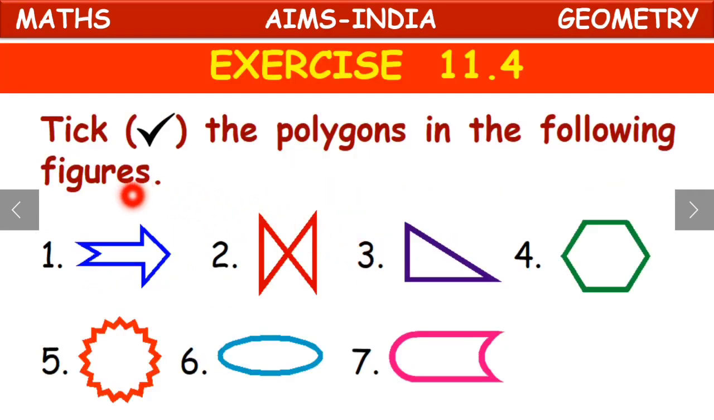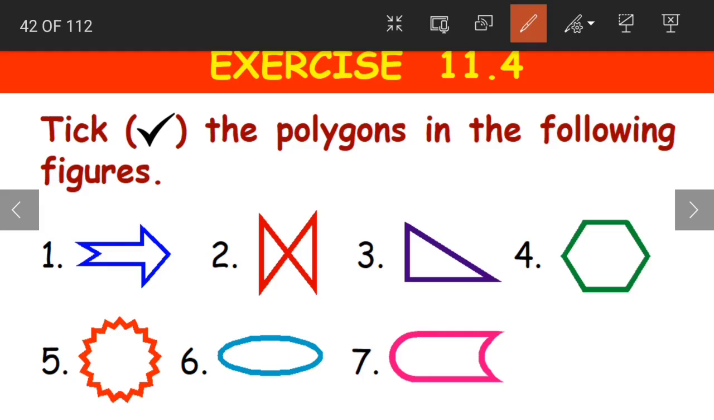Now exercise. Tick the polygons in the following figures. So we have a few figures here. We have to identify only the polygons and tick them, children. First one is a polygon. Yes, because it is a simple closed curve. First it should be a simple closed curve. Yes, it is a simple closed curve and it is made up of only line segments.